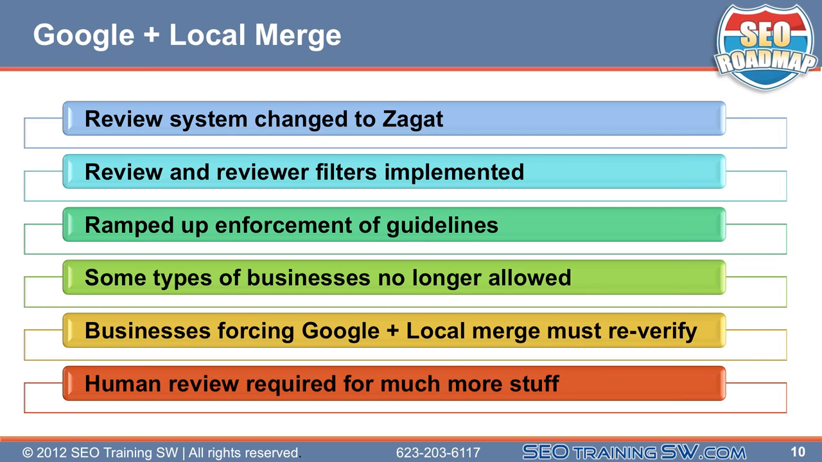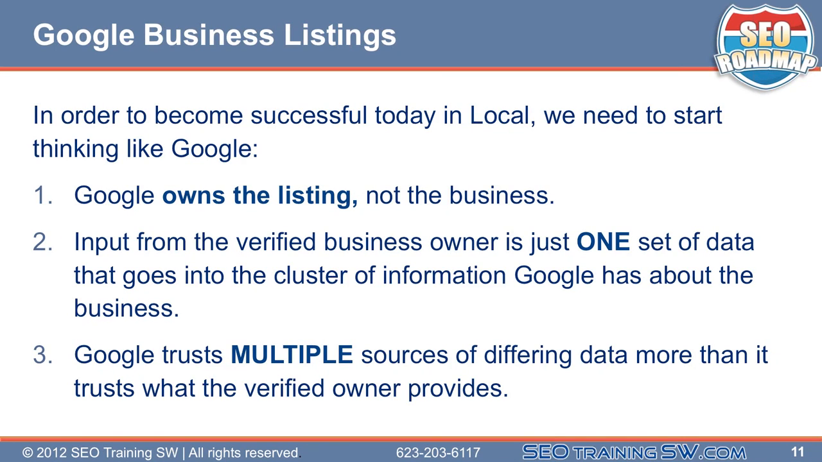And human review is required for much, much, much more stuff. There's actually going to be somebody behind the scenes, either from Google or some volunteers, reviewing the content that is on your Google Places page, your Google Maps page. And if there's a problem there, they can take some action against that.